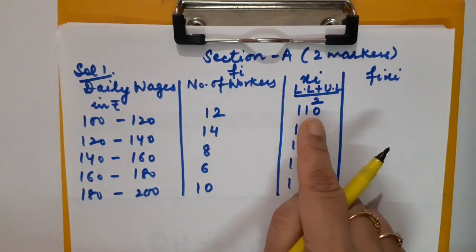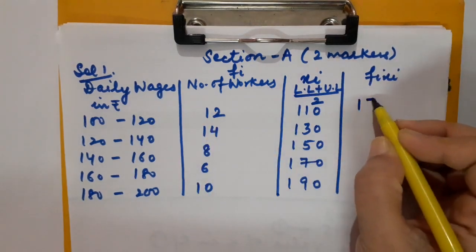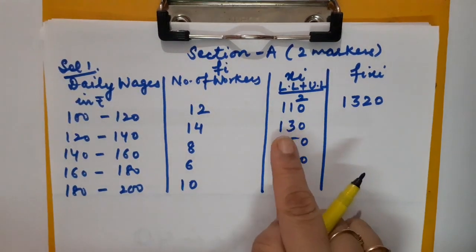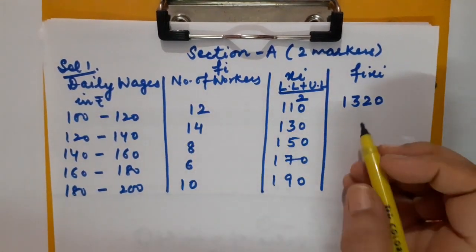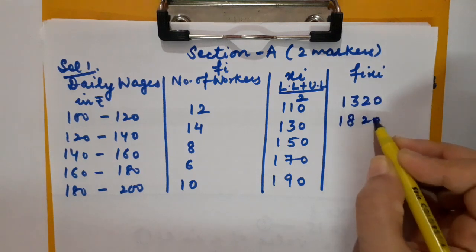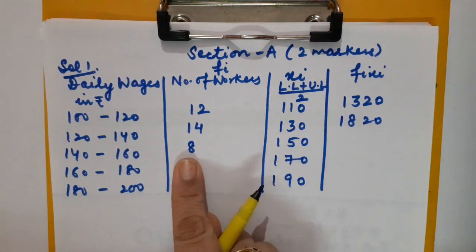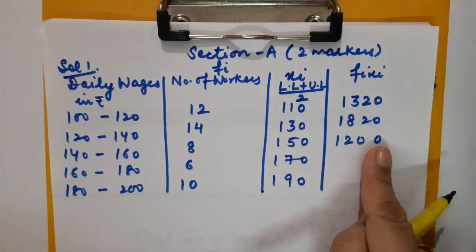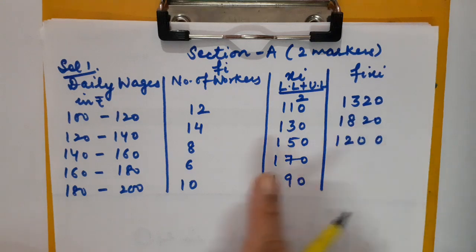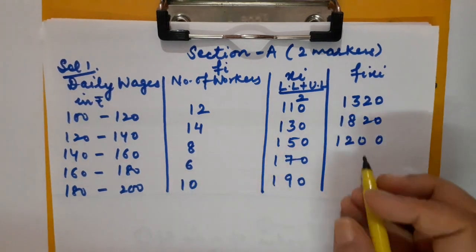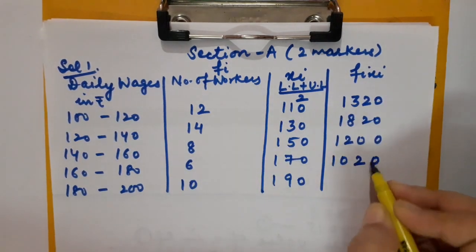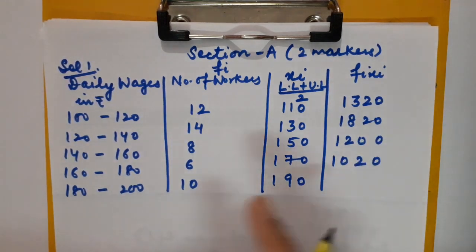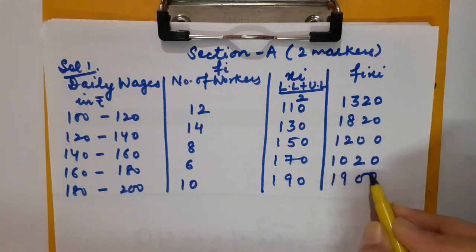So when I multiplied 110 by 12, I got 1320. Correct? When I multiplied 130 by 14, I got 1820. 15 8s are 120. So 120 and this 0 will be written as it is. Okay. Then I multiplied 170 by 6. I got 1020. And at last, when I multiply 190 by 10, I have got 1900.